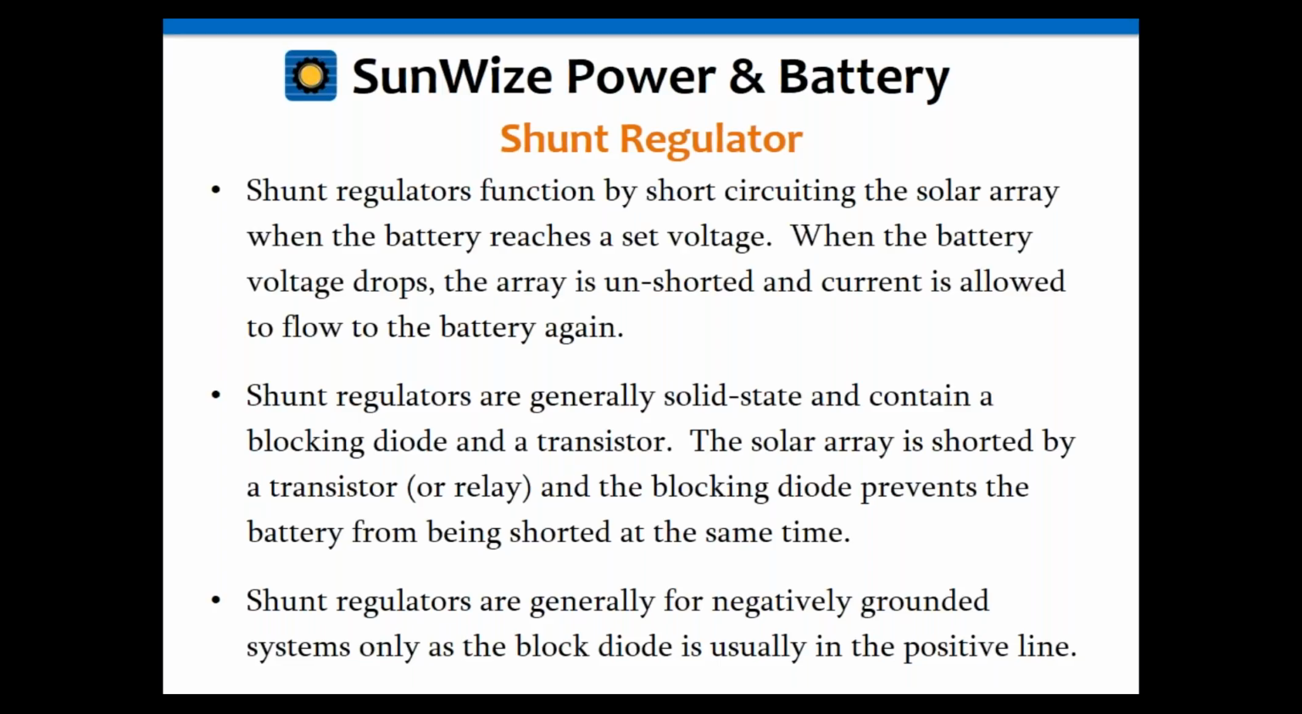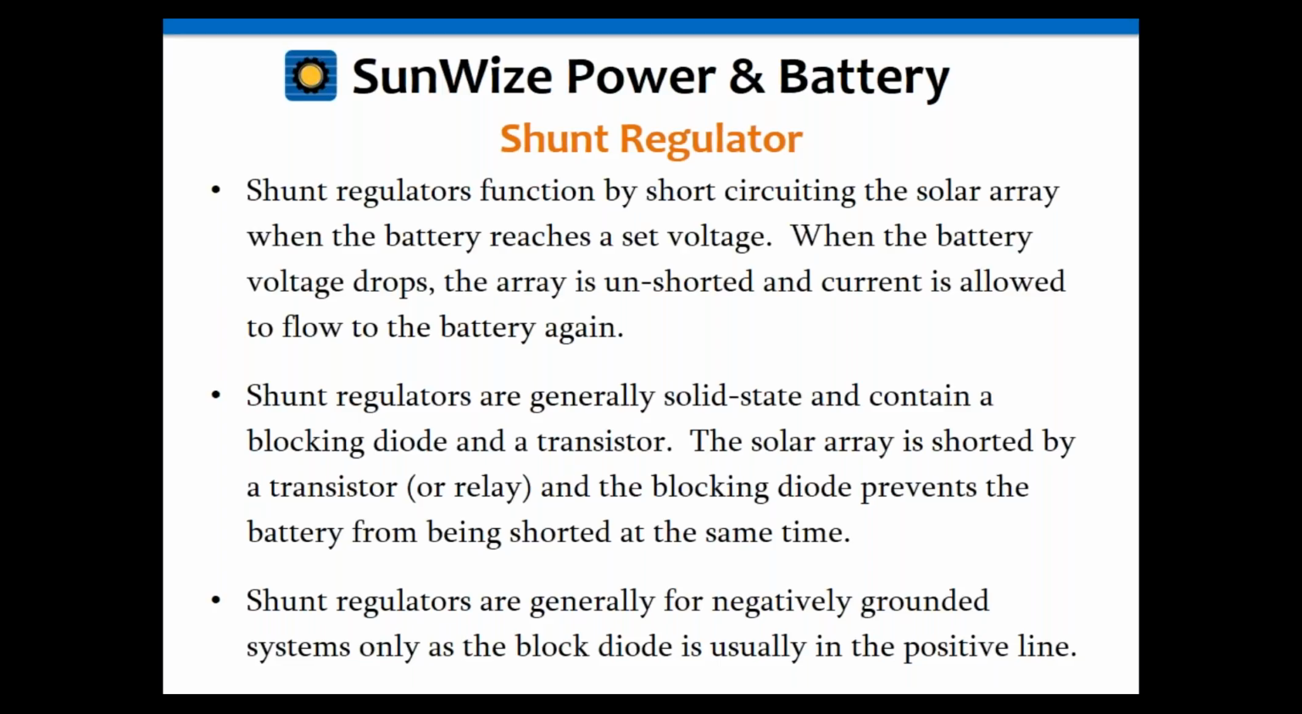Okay, so what happens is it literally shorts the entire array, converting the array to 0 volts basically, and stopping the current from flowing to the batteries. When that happens, the battery then, because it has no more charge voltage, will start discharging the load, and the battery voltage will drop. When the battery voltage drops, it will reach a reconnect point. Then the array is unshorted, allowing current to flow to the battery again.